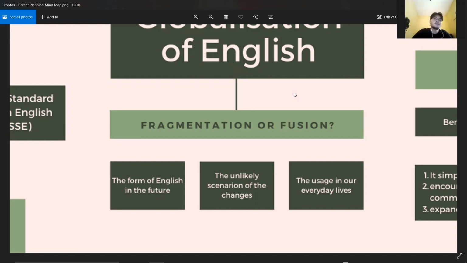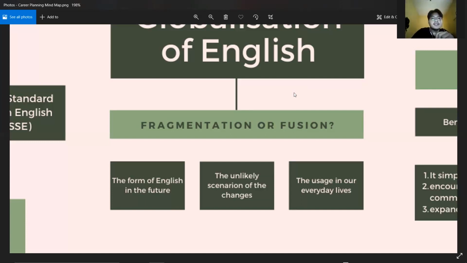And then the next one is the unlikely scenarios of changes. So Crystal considers the possibilities and admits that with our current levels of knowledge about new varieties of English, it is difficult to accurately predict the likelihood of fragmentation happening. It does, however, note that a number of factors might lead us to suppose that this is an unlikely scenario. The weight of the material published in standard written English will continue to exert an influence on what is perceived as prestigious in terms of usage.